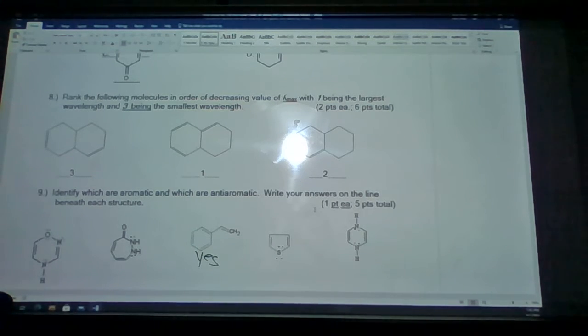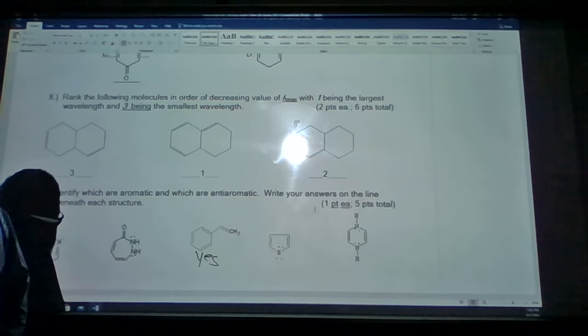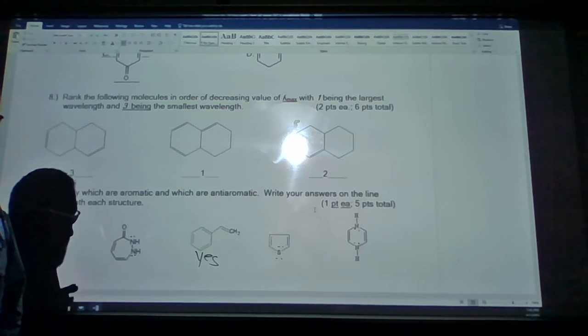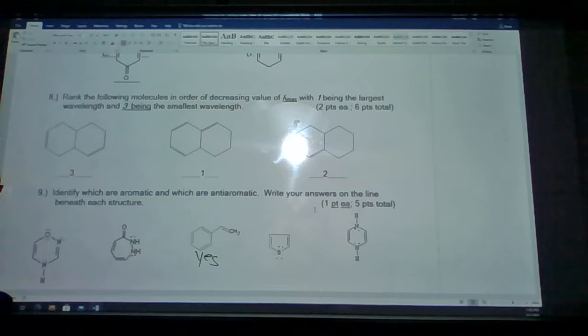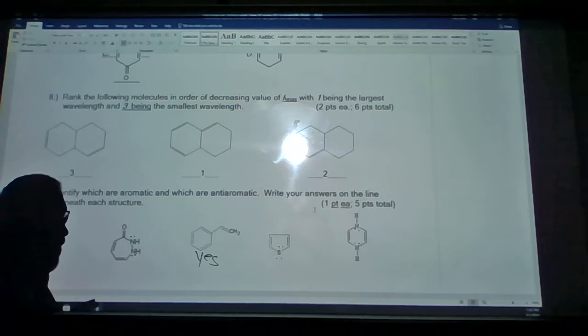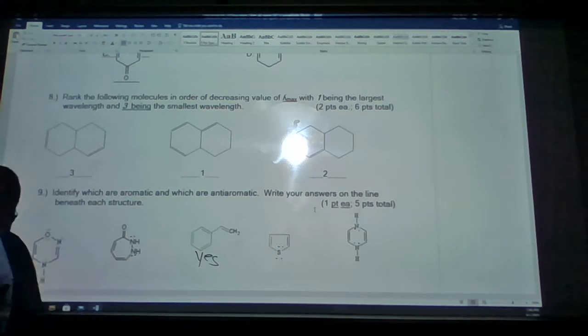Okay, is this aromatic? Let's assume one. We have to have four things being true. One, is the molecule flat? Is the molecule cyclic? Is every atom in the molecule sp2 hybridized? And are there multiple of 4n plus 2 pi electrons? Let's make the assumption that all of these are flat. Make the assumption that all of these are cyclic.